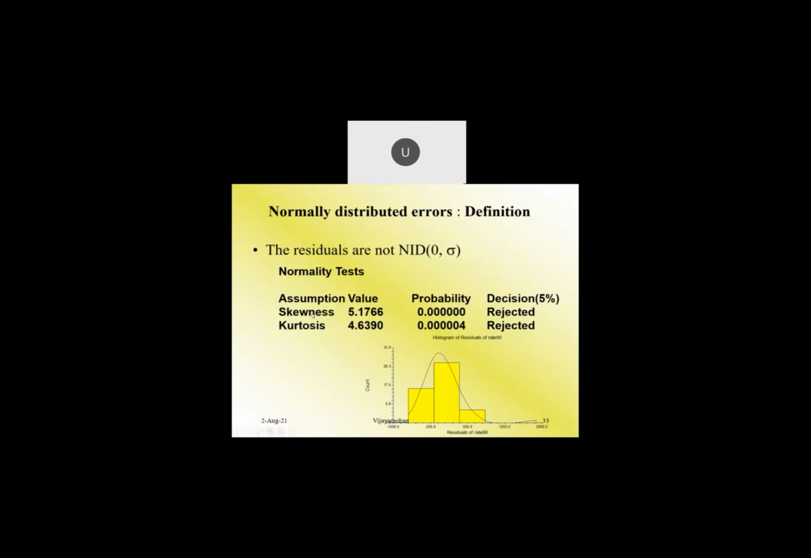So we have the p-values given in the test. The p-values are all much less than 5% or close to 0. Therefore, we reject the null hypothesis of no skewness and no kurtosis. That means the errors, or the residuals, are not normally distributed. And the histogram of the residuals also shows that they are not normal.